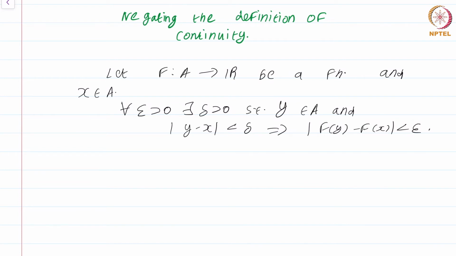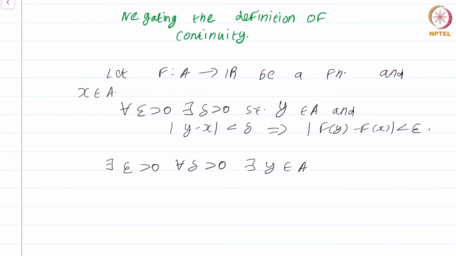Now, how would you negate this? Well, it's pretty simple. This for all epsilon becomes there exists epsilon greater than 0, and the negation sign moves inside. This there exists delta greater than 0 becomes for all delta greater than 0. Then the statement, y in A and mod y minus x less than delta implies mod f of y minus f of x less than epsilon, is negated, giving: there exists epsilon greater than 0, for all delta greater than 0, there exists y in A.